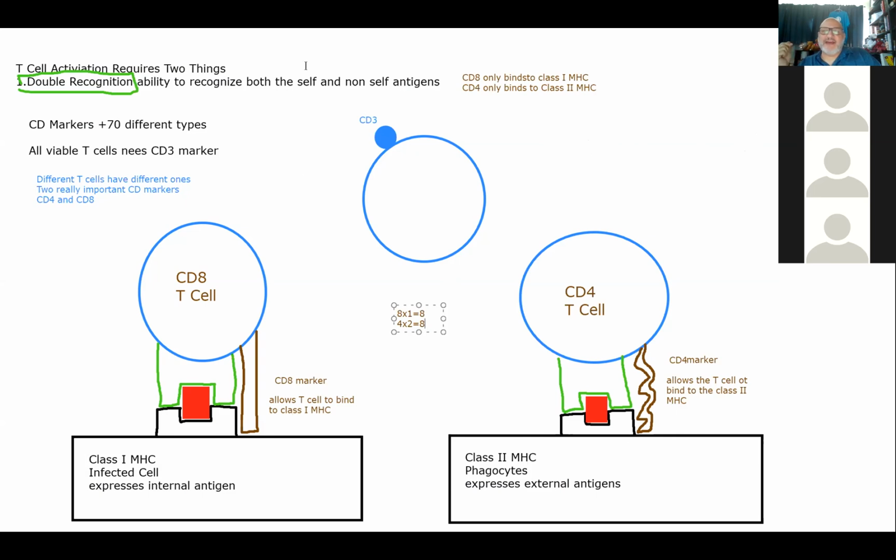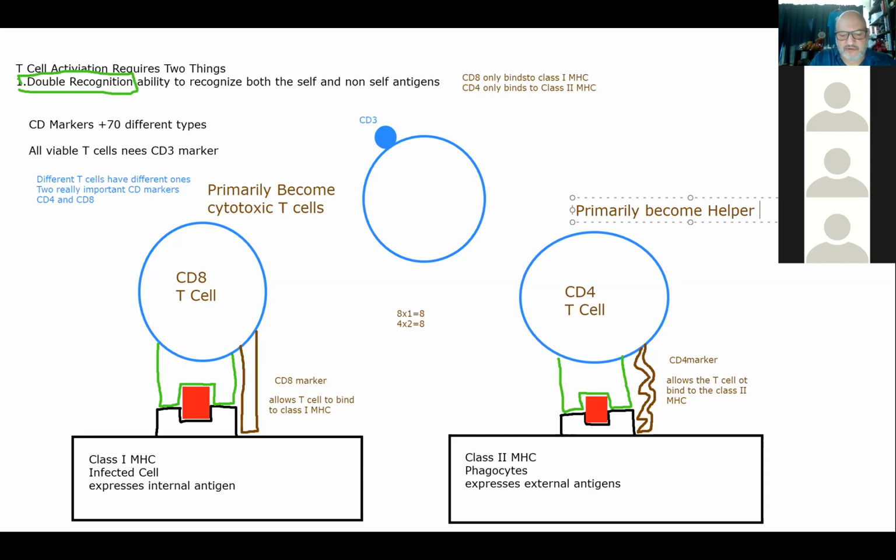Last thing we need to add to this is what each one of these particular cells is going to become. As we mentioned, the CD8 T cells primarily become the cytotoxic T cells, and our CD4 primarily become our helper T cells.